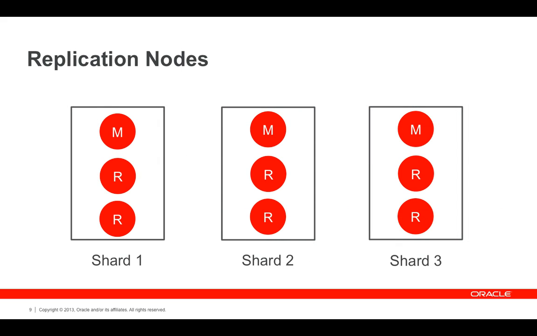Now, each shard has at least 3 replication nodes. Replication nodes are logical, they are Java processes, they are responsible for reading and writing data. One of these nodes will be a master. So for each shard, there will be one master node and 2 replica nodes. Master nodes are responsible for writes to that shard. All the 3 nodes are responsible for reads to that shard.